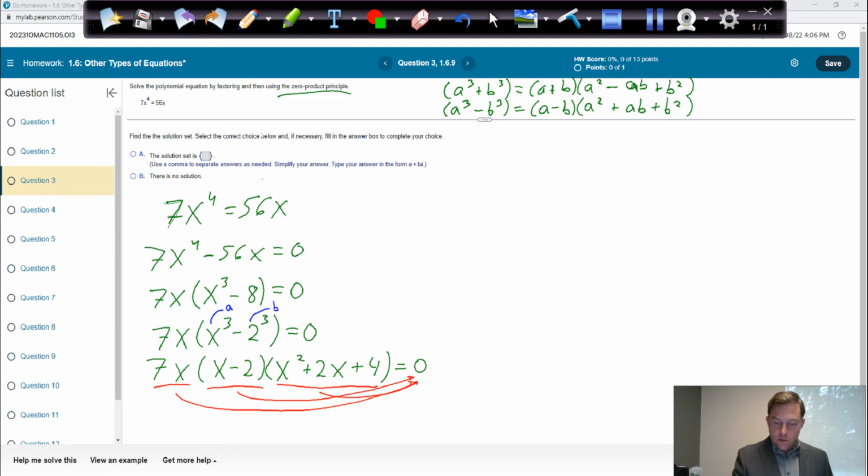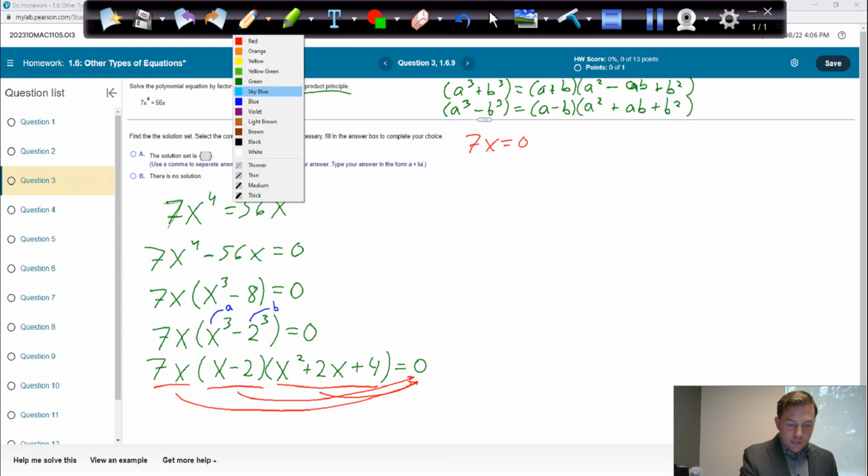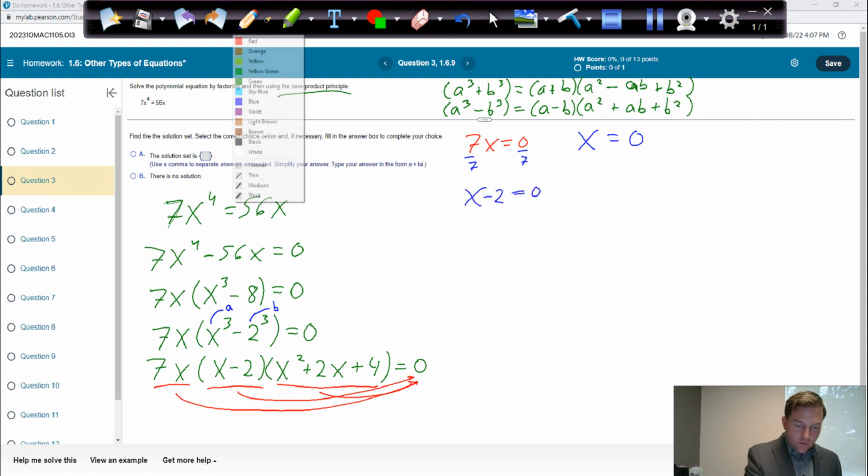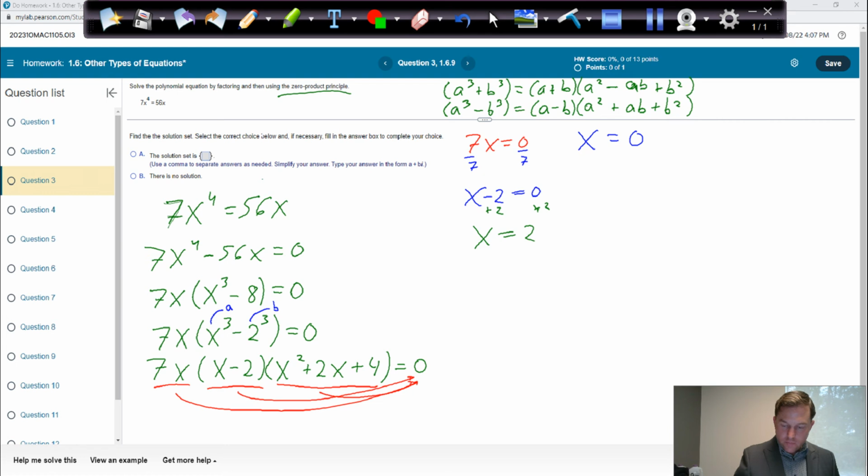So let's look at the first one. Set 7x equal to 0. Well, to get rid of that 7, we just have to divide both sides by 7. And the 7's cancel on the left. Any number divided into 0 is 0, so x equals 0 is one answer. Okay, let's try x minus 2. Set x minus 2 equal to 0. We just need to add 2 to both sides, and we'll get 1x equals 2. So that's a second answer.